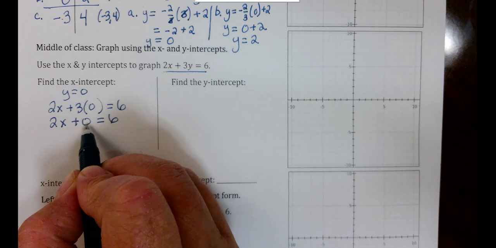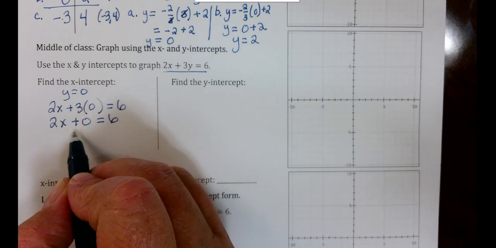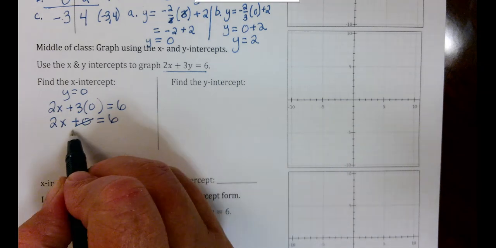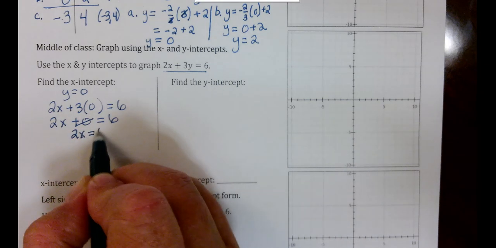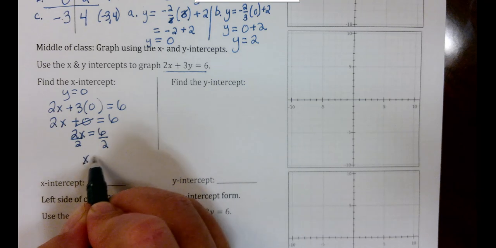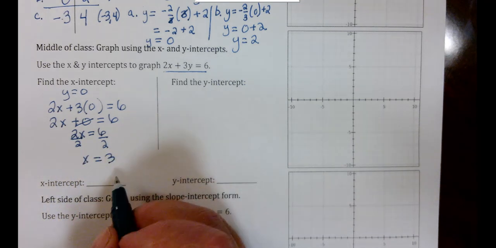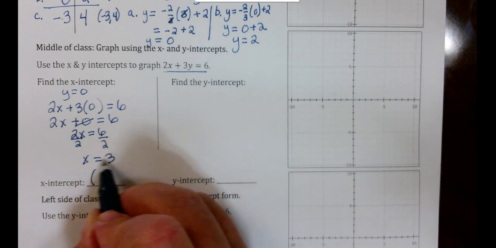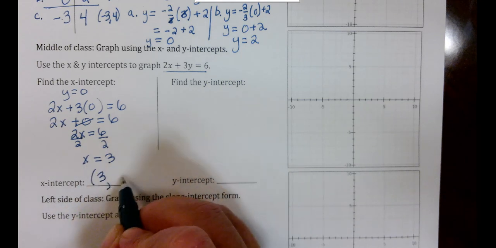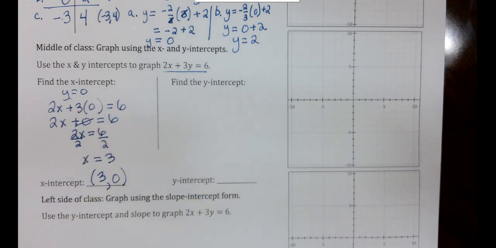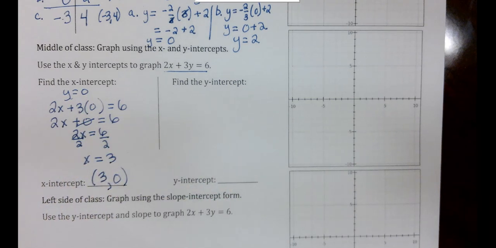You don't have to write that. You could actually just not write the 0 on this part. So this does go away, and I get 2x equals 6, and divide by 2, and x equals 3. So think carefully when you write this x-intercept. It should be a point. Your x value is 3. Your y value is 0. So our x-intercept is (3, 0).